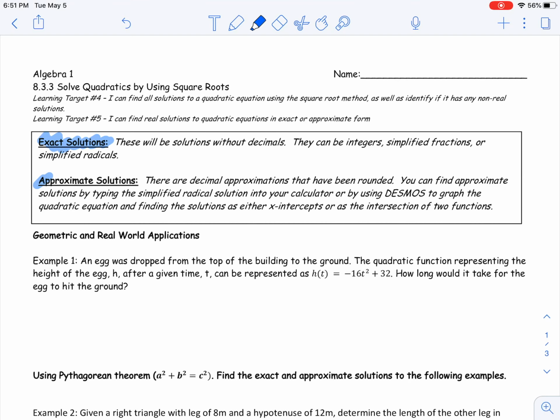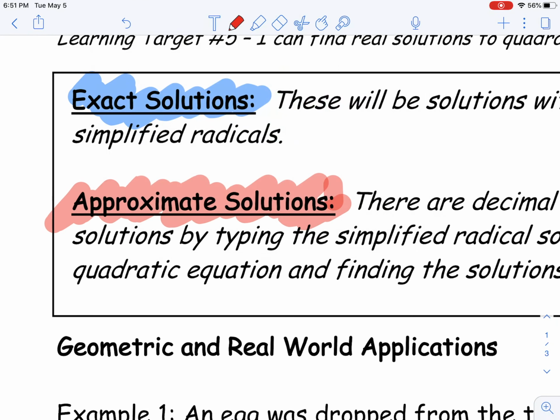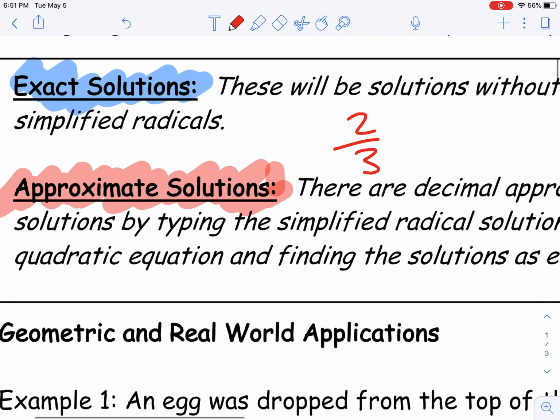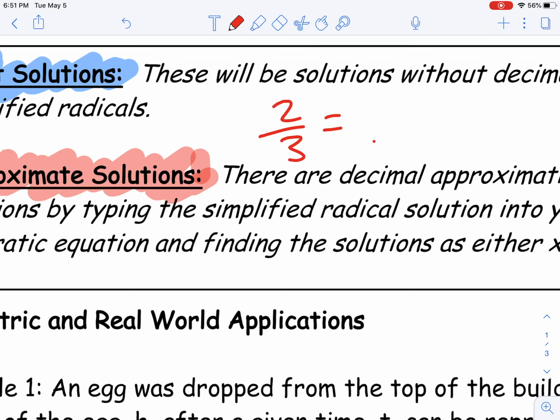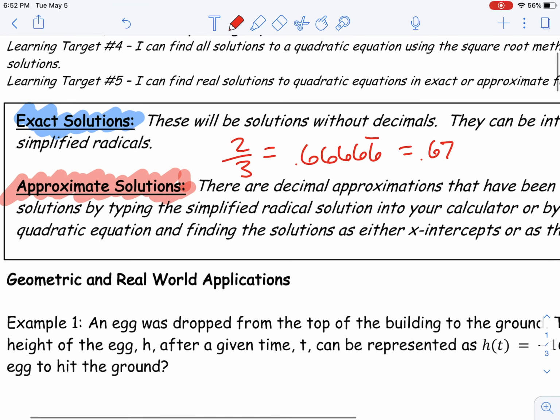So what do we mean by exact versus approximate solutions? Well, most of the time when you're working with decimals, that's approximate, right? Because if you think about the number 2 over 3, that would be the exact solution because it's exactly 2 over 3. But if I change that to a decimal, it'd be 0.66666 repeating, which we typically write as 0.67. Well, that's rounded. So anytime you round, that's approximate, right? Versus if you leave the radical symbol or if you leave it as a fraction, that's the exact solution.